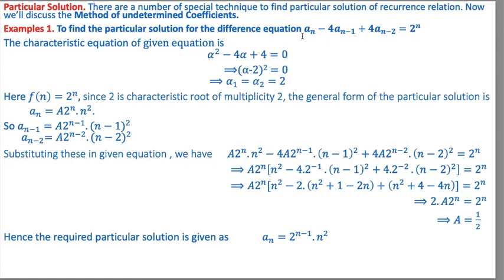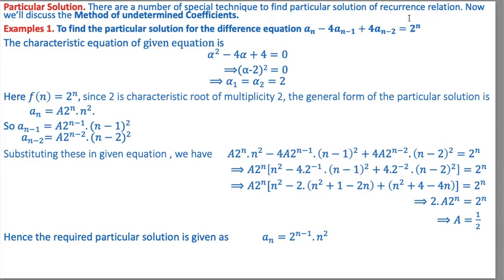We have studied in the previous lecture how to find the characteristic equation of this homogeneous part, so today I am writing it directly. The characteristic equation of the given equation is alpha squared minus 4 alpha plus 4 equal to 0. Alpha squared minus 4 alpha plus 4 is nothing but (alpha minus 2) whole squared. It means alpha is equal to 2, which is repeated twice. So this characteristic equation has two roots which are equal to 2.